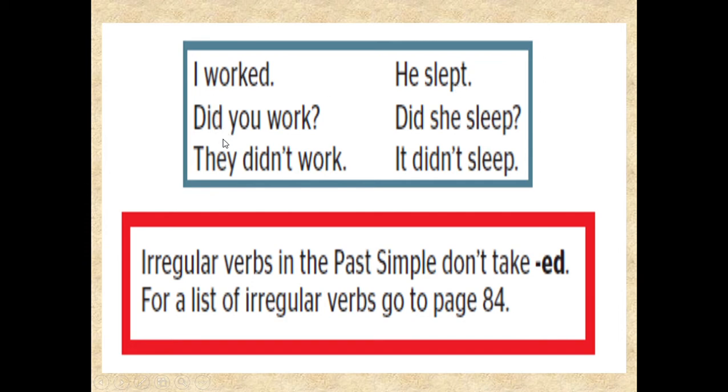In the question form, you can use the verb did plus the main verb in the infinitive form. Did you work? Did she sleep? The main verb must be infinitive, following the word did. For negative, you will put did not. They did not work. It didn't sleep. Watch, the main verb is in the bare infinitive also, because it's preceded by the word didn't.